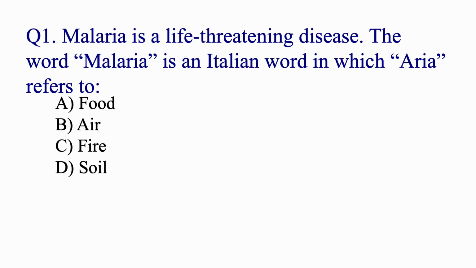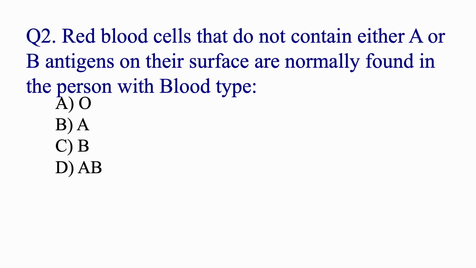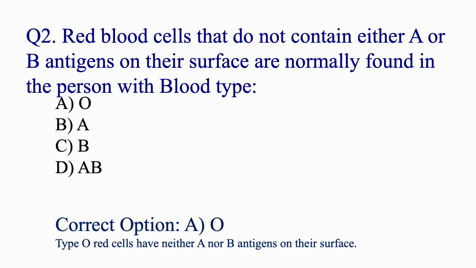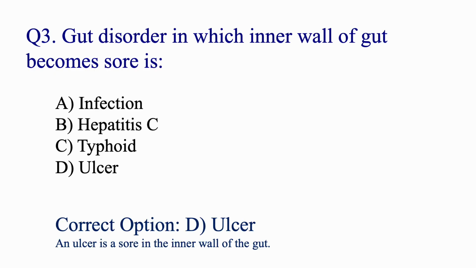Malaria is a life-threatening disease. The word malaria is an Italian word in which area refers to air. Red blood cells that do not contain either A or B antigens on their surface are normally found in the person with blood type O. Gut disorder in which inner wall of gut becomes sore is ulcer.